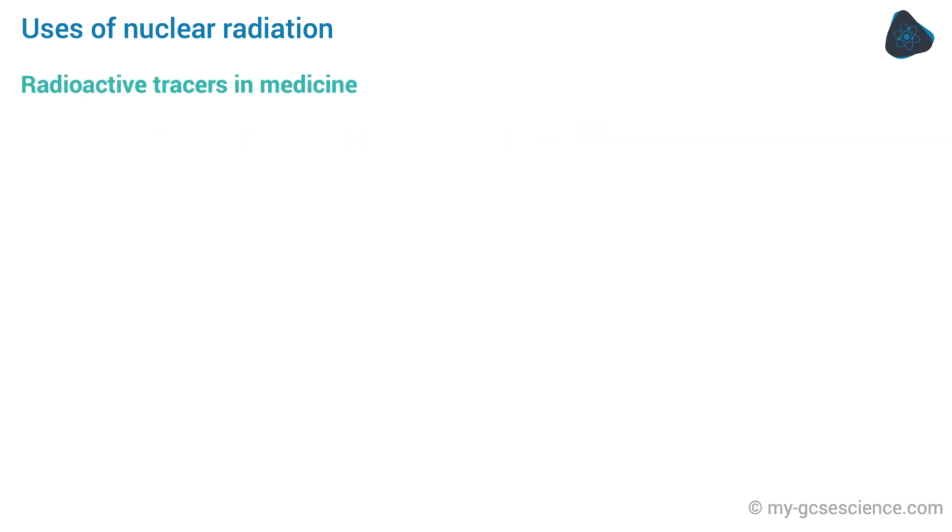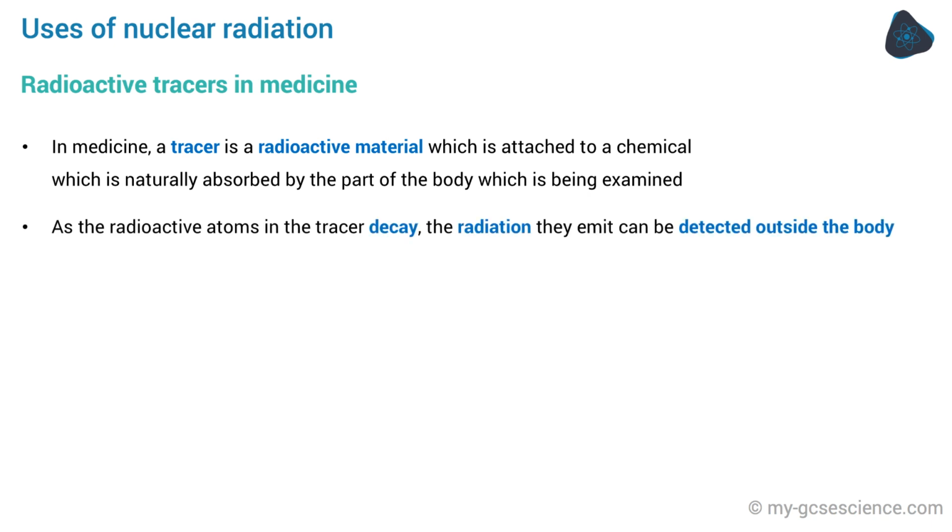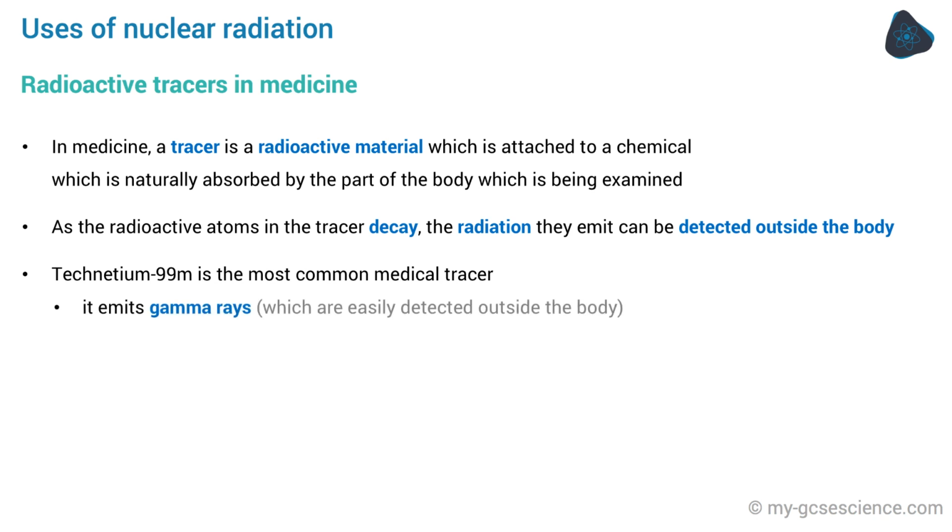On to medical uses now. In medicine, a tracer is a radioactive material which is attached to a chemical which is naturally absorbed by the part of the body which is being examined. As the radioactive atoms in the tracer decay, the radiation they emit can be detected outside the body. Technetium-99m is the most common medical tracer. It emits gamma rays which are easily detected outside the body.